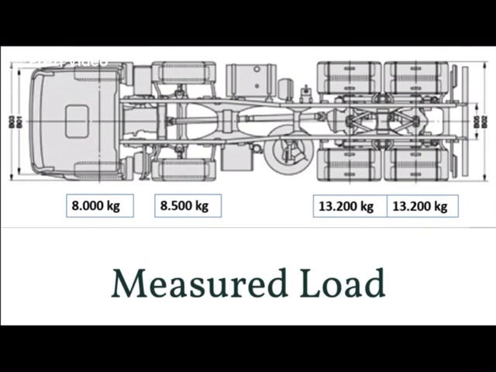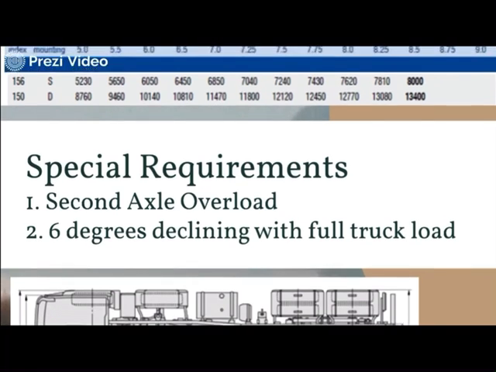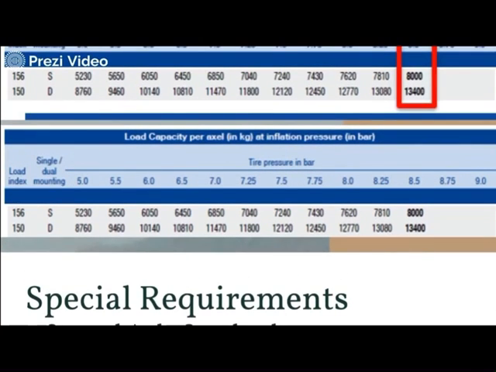In this case, we have special requirements because after measuring we recognized that the second axle is already overloaded. And also we know that the full truck is traveling downhill with a 6 degree decline. That means that the front axles are overloaded. With this information, we are now opening our tire inflation table.